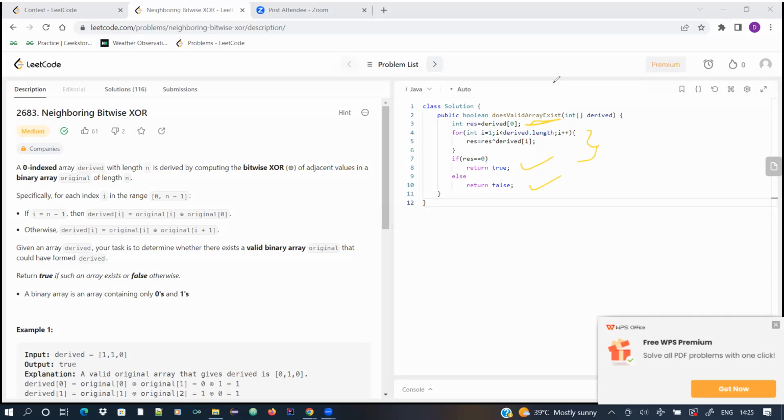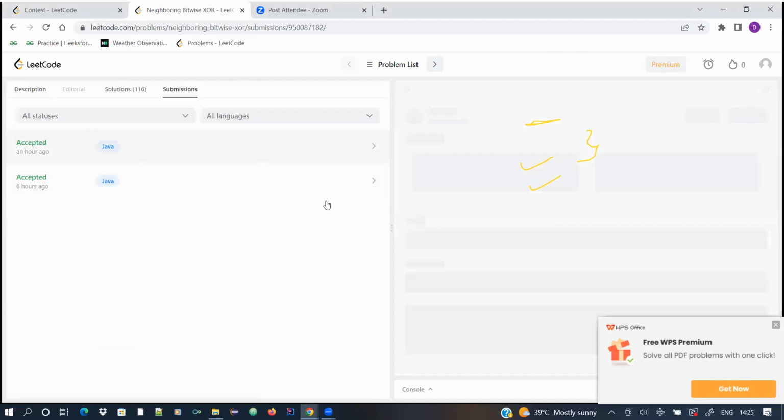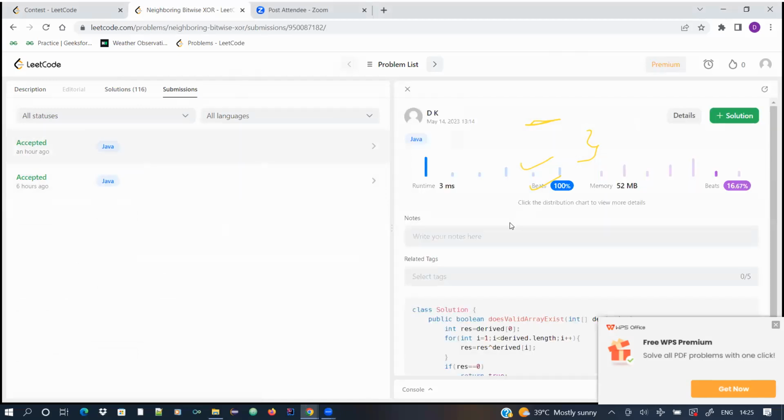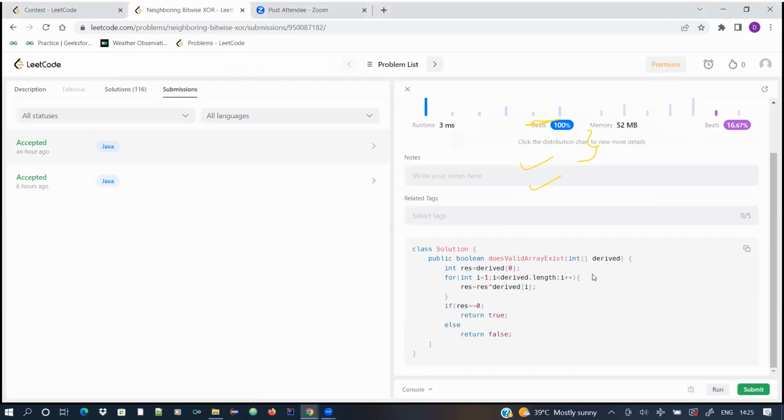And if you see my submissions, you will find that it's accepted, the same solution. Accepted. I hope the concept is clear for XOR operators and how this solution is working.